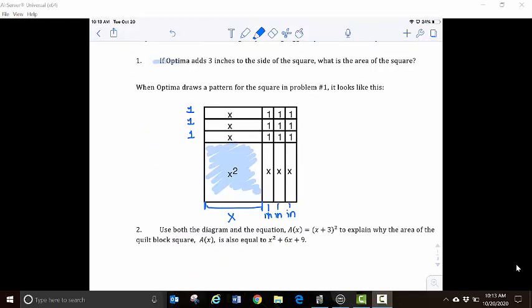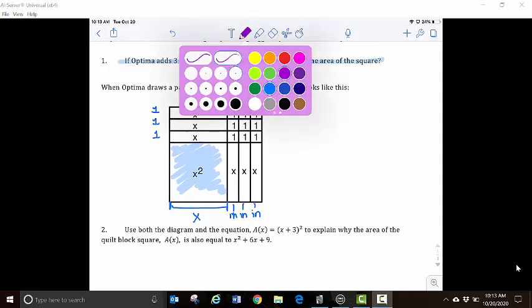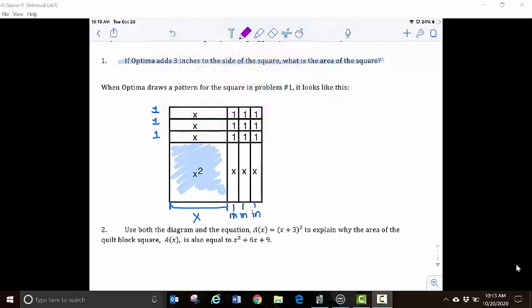If Optima adds 3 inches to the side of the square, what is the area of the square? Well, this is the picture. Okay. How do you find area again? Length times width. So what's the length? Okay, I'm going to make you guys talk about it in your group then.